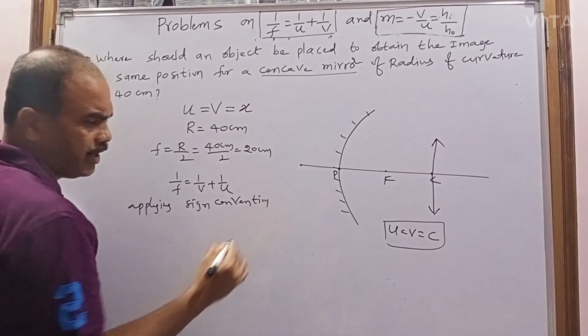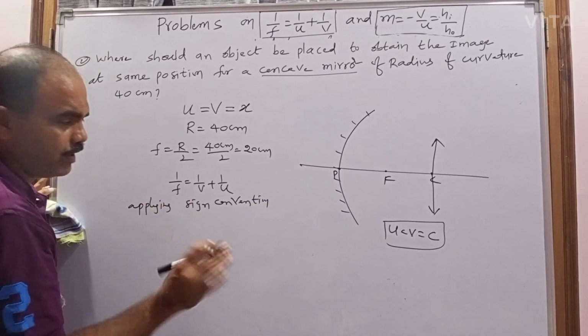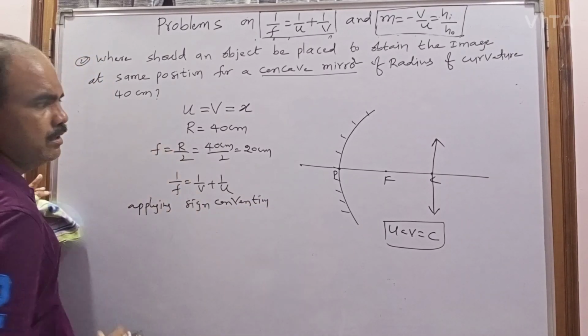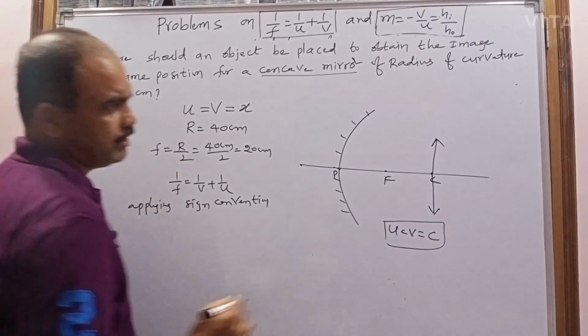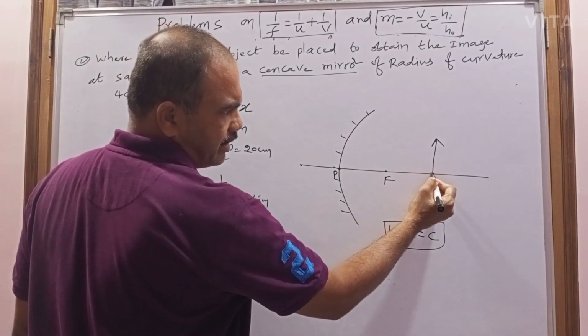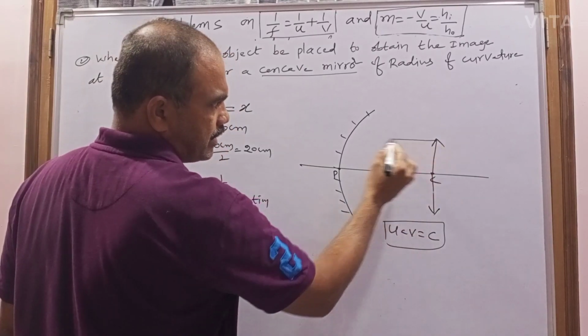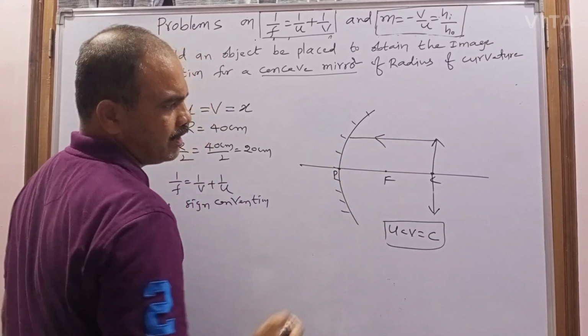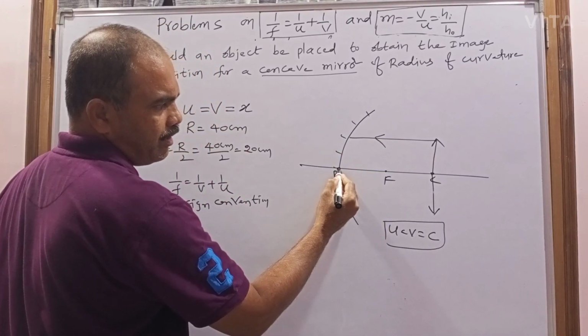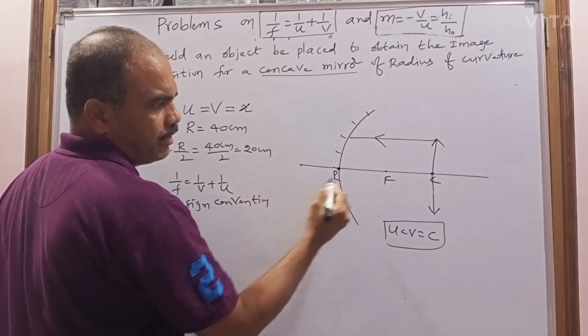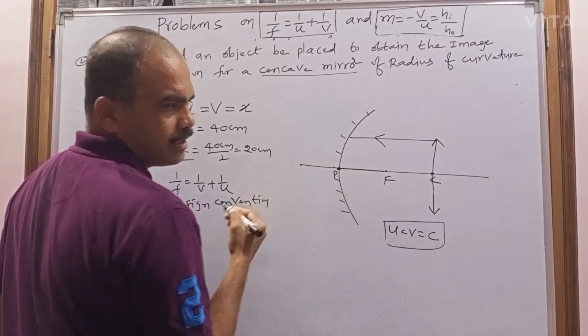So this is very important. We only have to apply the sign convention for the known value. Now focal length: here this is the object. Let us imagine the object is kept here. Now this is the incident direction. To measure the focal length, from where do we have to measure? From the pole. From pole to focus distance is called focal length.